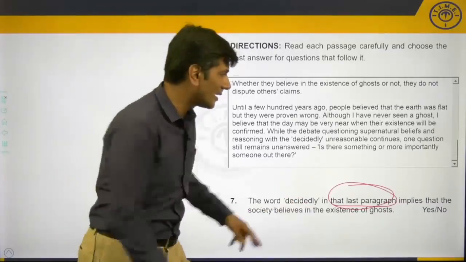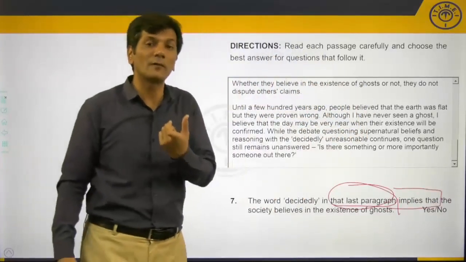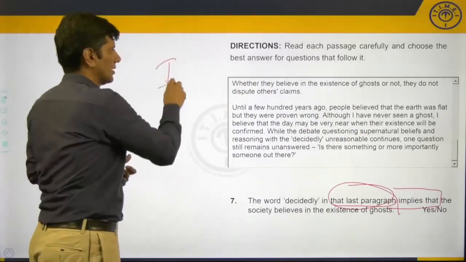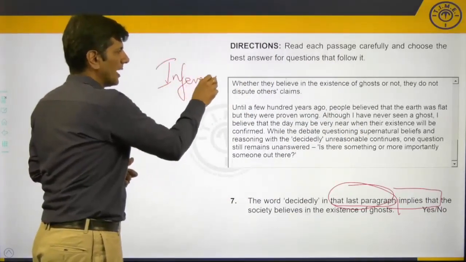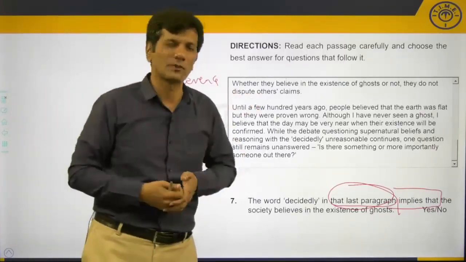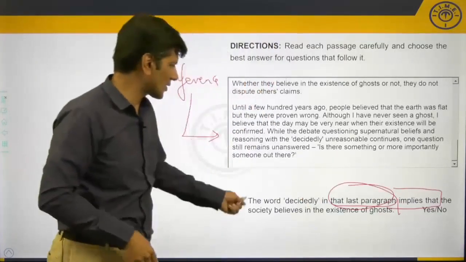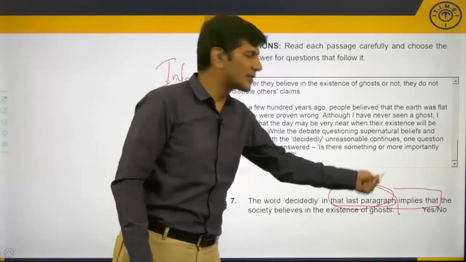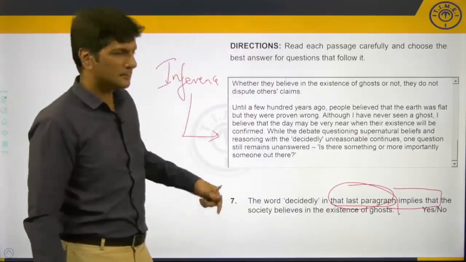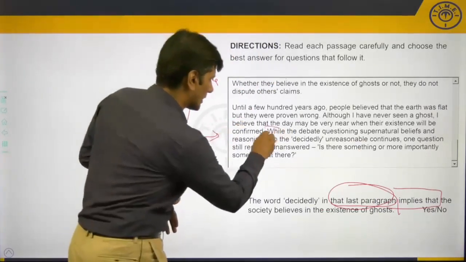The word decidedly implies what? Implies that, remember I said, is a key word for you to understand that this is actually an inference question, an inference question related to a specific part of your passage. So the word decidedly in the last paragraph implies that the society believes in the existence of ghosts. Is that a yes or a no? What do we infer? If you take a look at this last paragraph, this is where the context is.